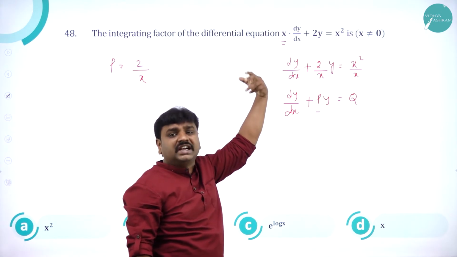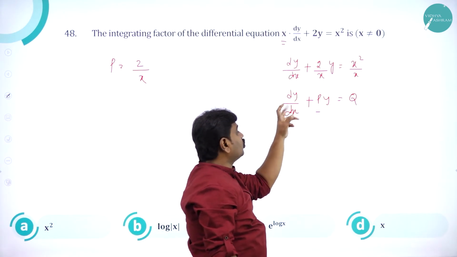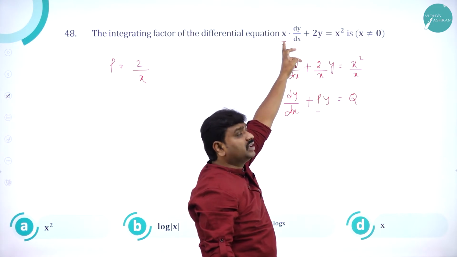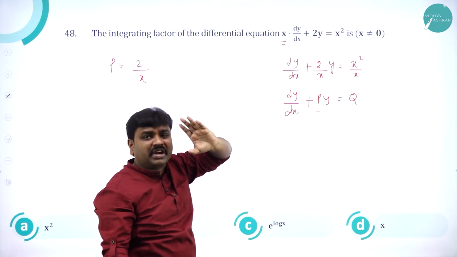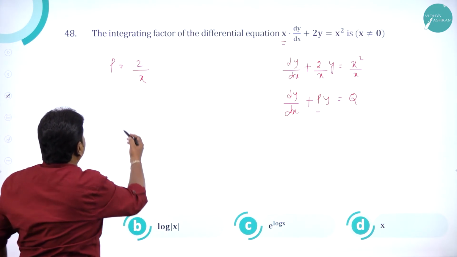The problem was not in standard form. In standard form, the coefficient of dy by dx should be 1, but here what is the coefficient given? x. We should make it 1. How to make it 1? Divide by x on both sides. So, now we got p.